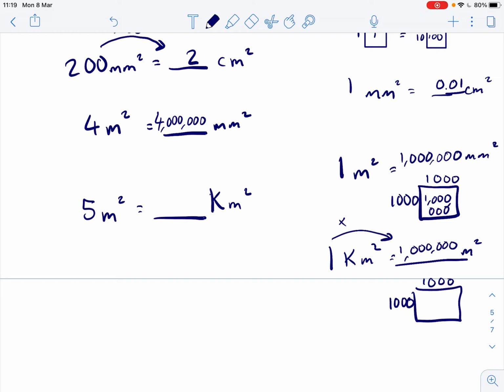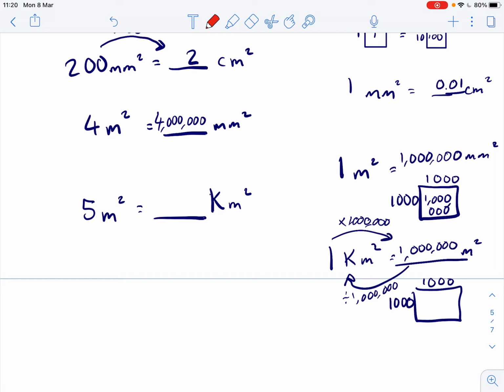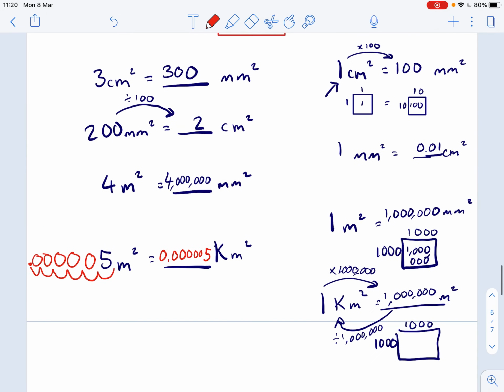So actually what we're going to have to do is divide by 1 million, which means moving the decimal 6 places. So let's draw a bunch of zeros in front of this. 1, 2, 3, 4, 5, 6. So that's going to be 0 point and then 5 zeros, followed by a 5. I hope that makes sense.